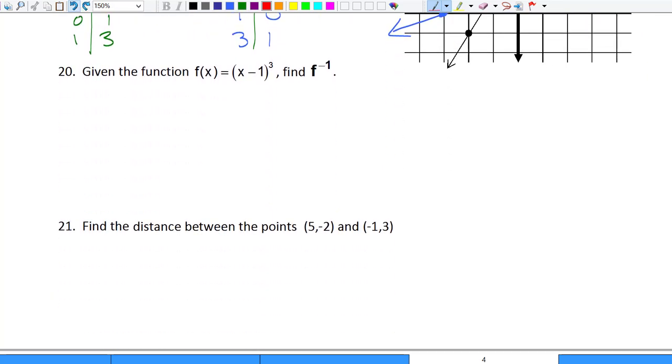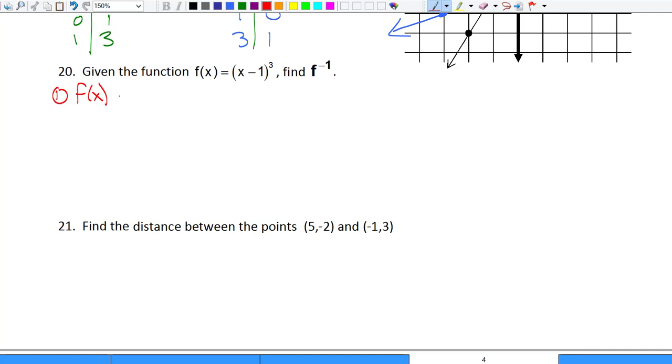For number 20, it says, given the function, find the inverse. Okay, this is different than when we did earlier, number, I think, 13. If you look back on number 13, it gives you two functions and says prove that they're inverses. On number 20, I just give you one function and say find the inverse. This is different than number 13. You can't try to do them the same, okay? Just be careful there.